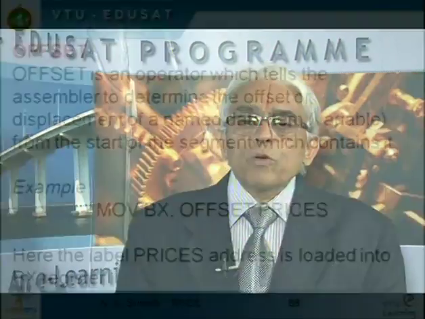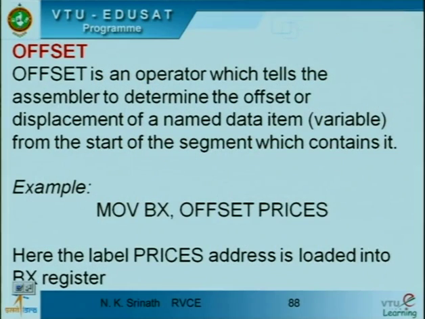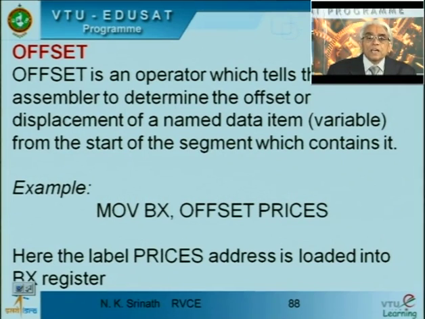Say for example, MOV BX, OFFSET PRICES. You would have given a label as prices, and this prices points towards a particular memory location. If you want the address of the location where the prices is being stored to be loaded into the BX register, we use the instruction MOV BX, OFFSET PRICES. So, there is a displacement from where the program is set to where the prices is stored, and only the address is going to be loaded.